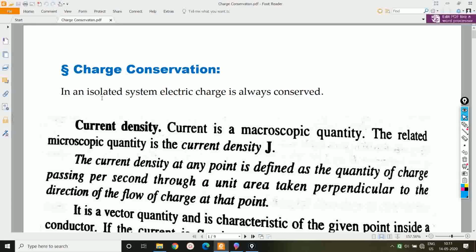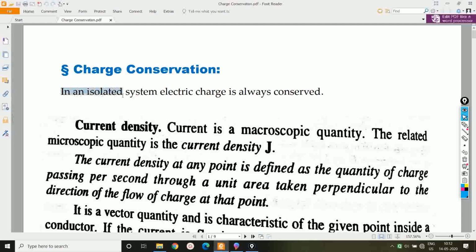Dear students, today in this particular lecture we are going to learn about charge conservation, equation of continuity, which is an integral part of charge conservation, as well as we are going to learn about displacement current. So here we start. First of all, let us start with the concept of charge conservation.